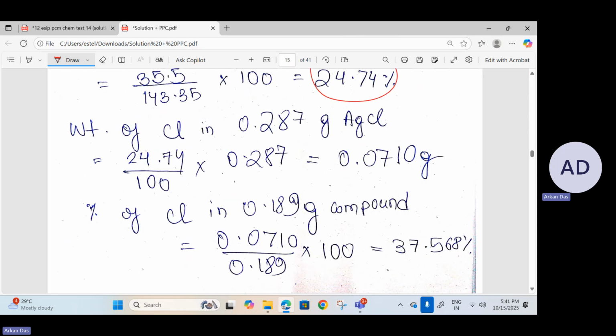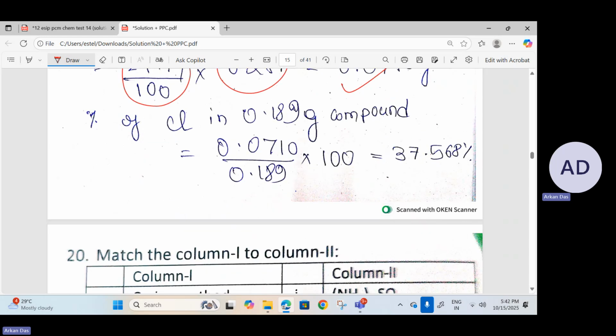Now the weight of chlorine in AgCl can easily be found out that 24.74 divided by 100 multiplied by 0.287, that is going to give me how much? That is going to give me 0.0710 gram. Now the chlorine in the compound is how much? 0.189 gram. So the overall compound is 0.189 gram and chlorine is 0.0710. We can easily find out the percentage. Weight of the chlorine divided by weight of the whole compound multiplied by 100, going to give me how much?